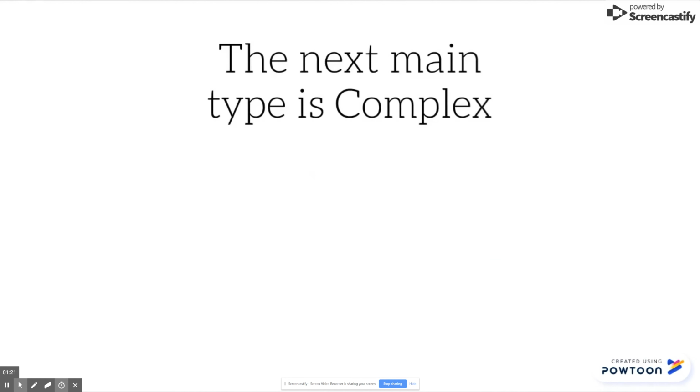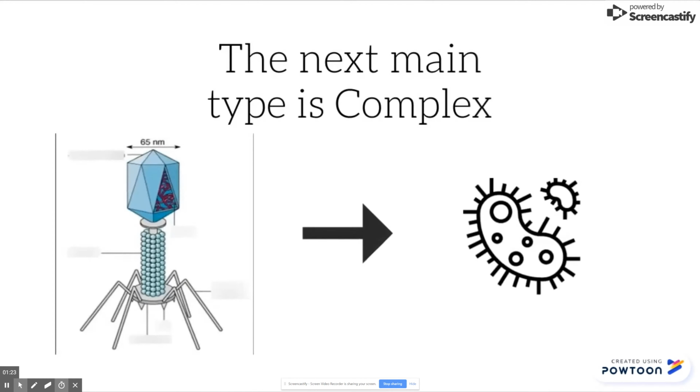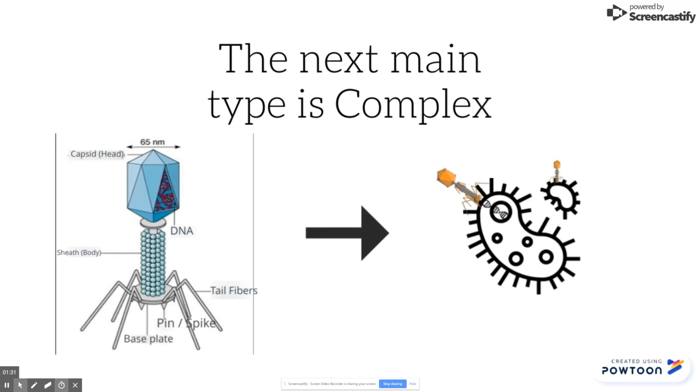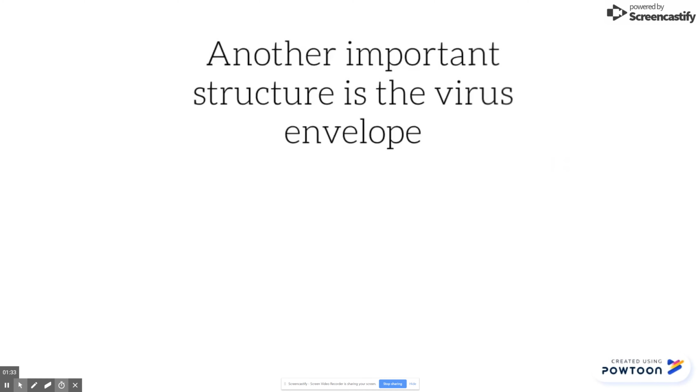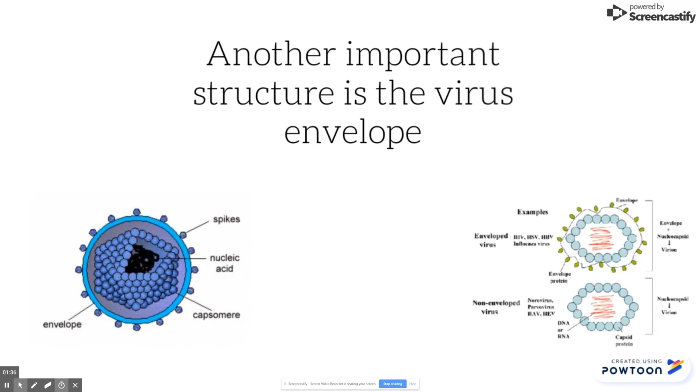The last is complex. These viruses are commonly bacteriophages, meaning they infect bacteria, and are composed of protein tails, complex outer walls, a capsid head, and a shield on a base plate hiding a pin used to poke the cell membrane. An important structure is the virus envelope.